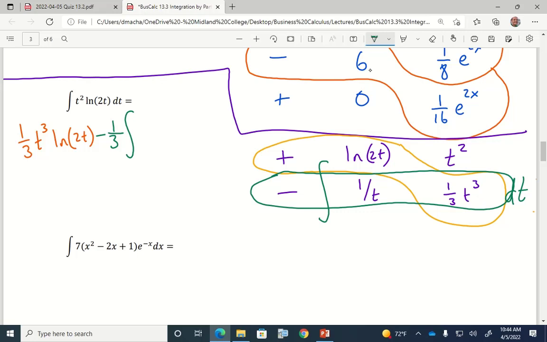And then t cubed divided by t is just t squared. So I write that: 1/3 t cubed natural log 2t. The antiderivative of t squared is going to raise the exponent from 2 to 3, and then I divide by my new exponent, so that 1/3 becomes a 1/9. And then don't forget your plus c.